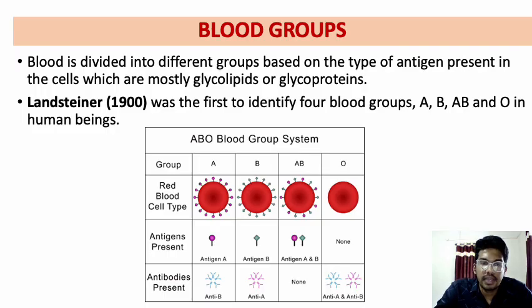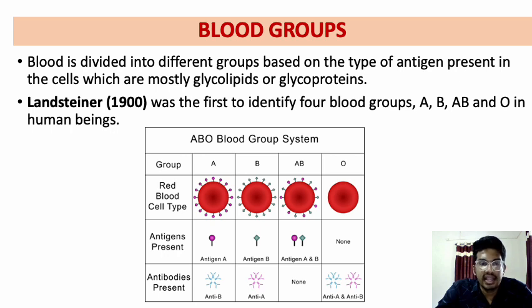Next is the blood grouping. In human beings, you have probably heard of the A, B, O type of blood grouping. This is called the ABO blood grouping system. Why are they called A, B and so on? This is because of the presence of typical antigens on the cell surface. These antigens are either glycolipids or glycoproteins.